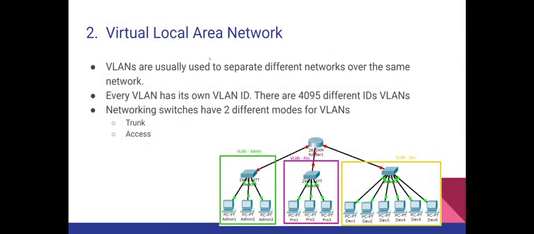The second topic I want to talk about is virtual local area networks, or VLANs. VLANs are usually used to separate different networks over the same network. So it's like a network in a network. Every VLAN, or virtual local area network, has about 4,095 different VLAN IDs. There are also two different modes when we're talking about VLANs. We have a trunk, and we have an access, or the access layer.